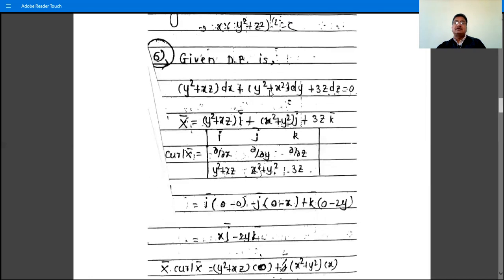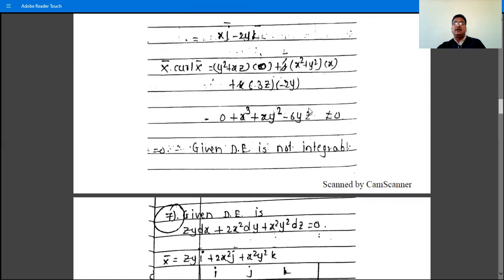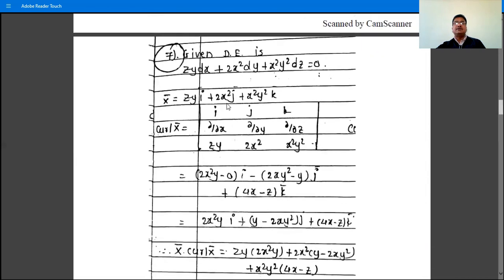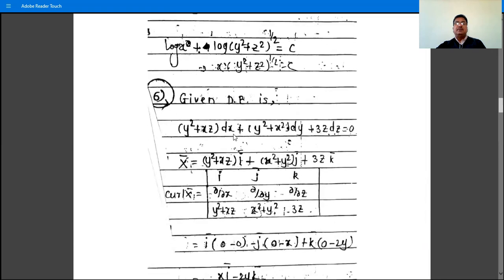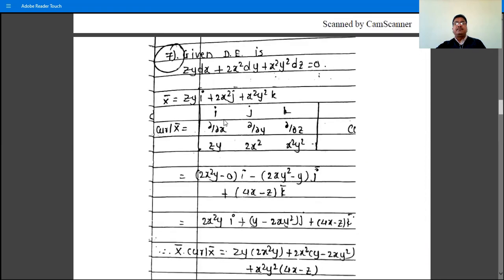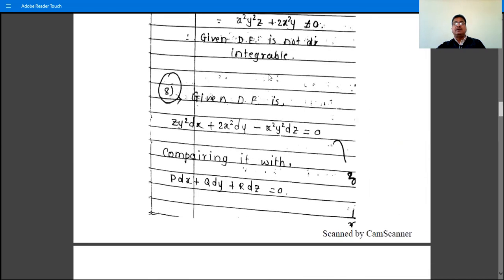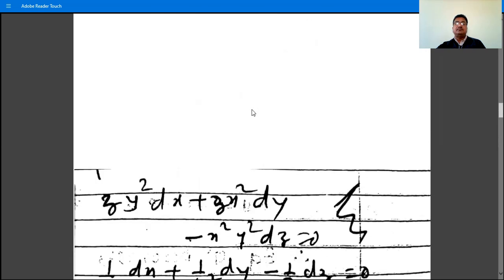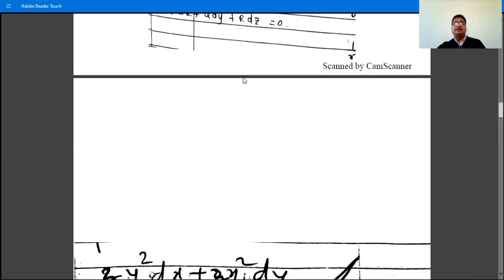So the next example is this. So again, find x bar dot curl x bar. It is not equal to 0, and therefore the given differential equation is not integrable. The number 6 example differential equation is not integrable. So then 7 number example, again find x bar dot curl x bar. It is not equal to 0, therefore it is not integrable. 8 number example, this is the example. So find x bar dot curl x bar. If it is equal to 0, then find its solution.